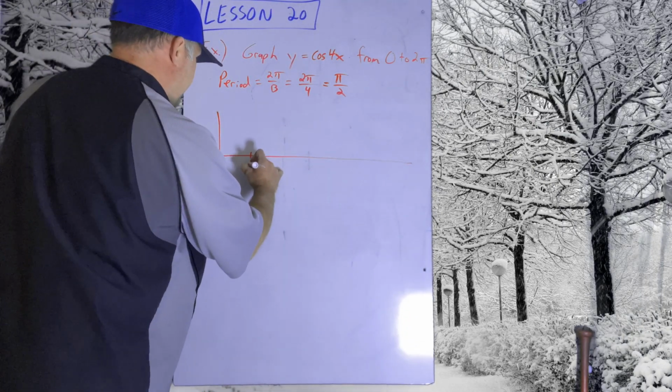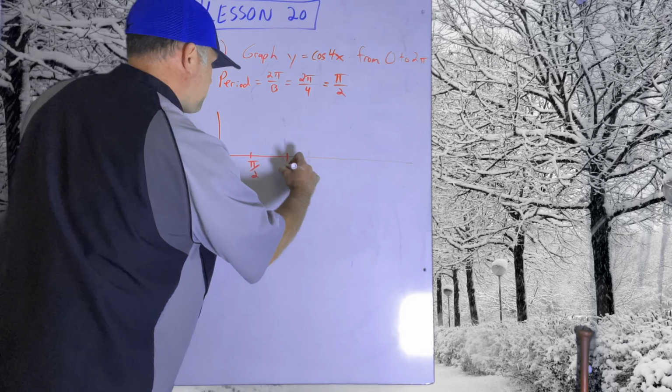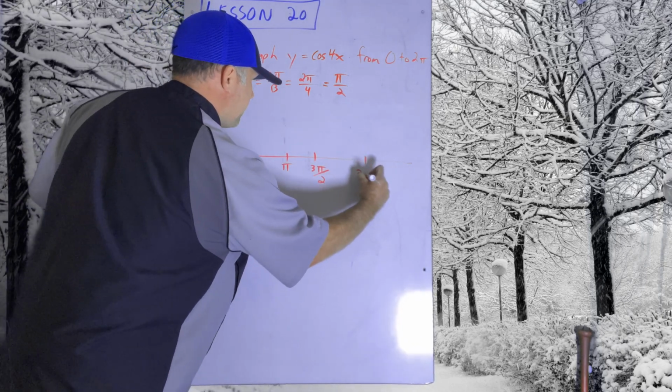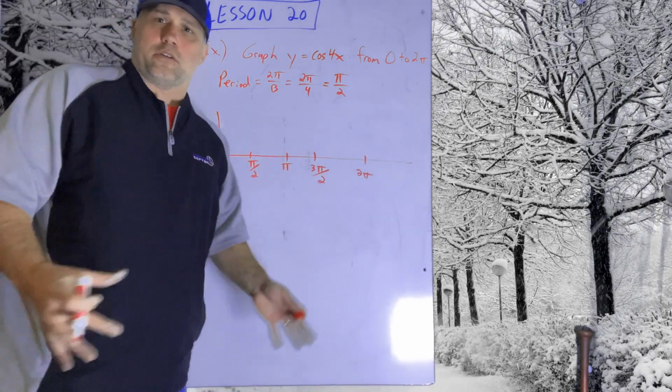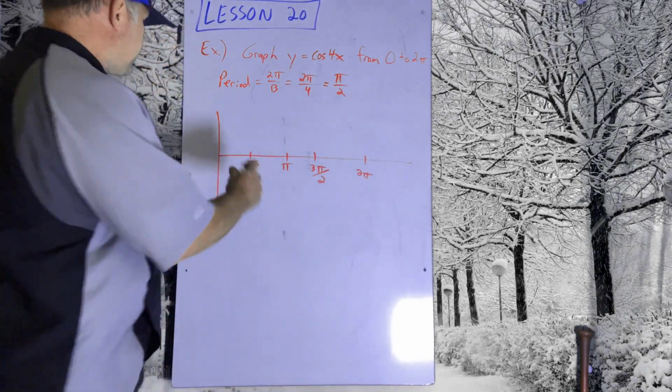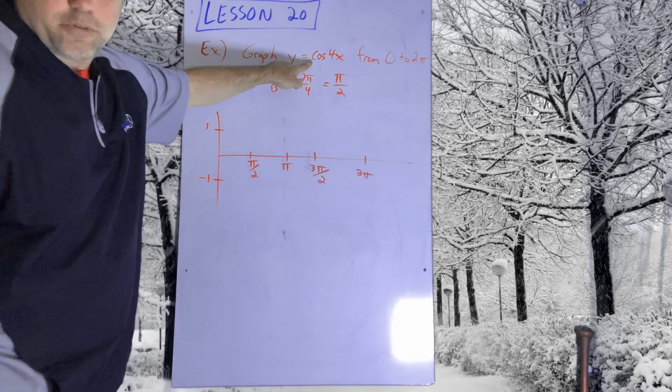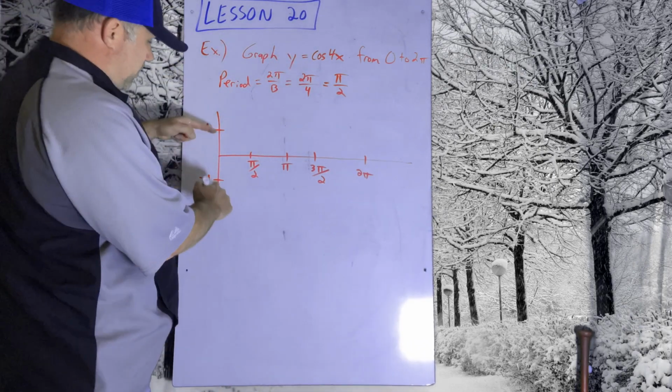Let's get our x-axis labeled. We got pi over 2, we got pi, 3 pi over 2, and 2 pi. You're going to want these spaced out a little more than usual because there's a lot going on here. We have an amplitude of 1 because there's no A value. Well, there's an A value, it's 1. So it's going to go up to 1 and down to -1.